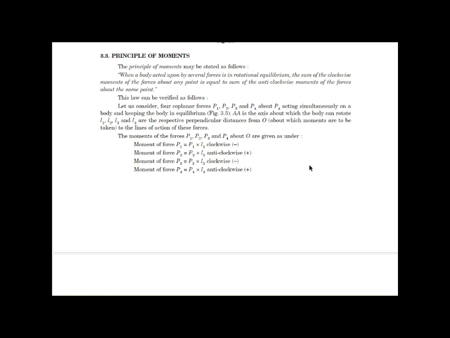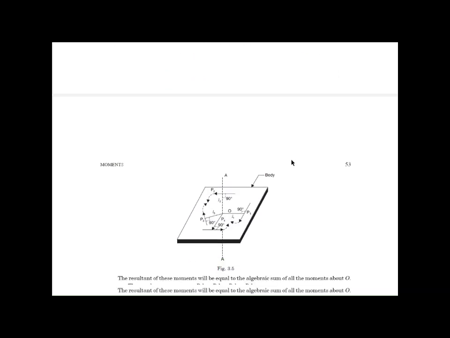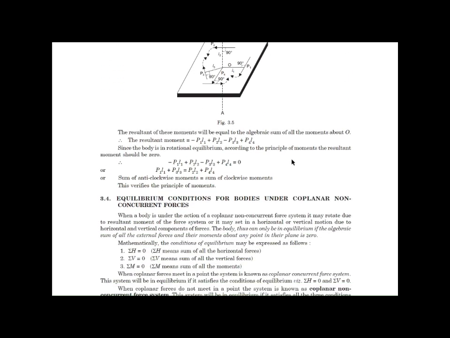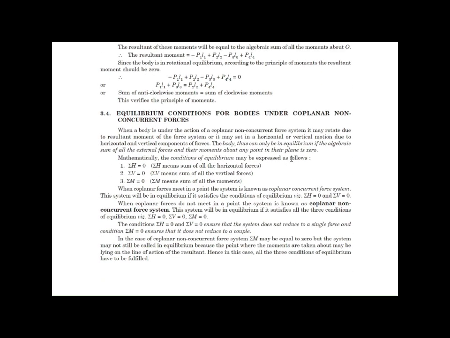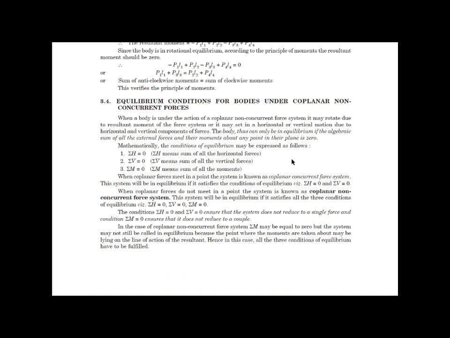So the sign convention generally used for moment is that for clockwise moments we use a negative notation, and for anti-clockwise we use a positive notation. Okay, so let us directly move to the topic, which is in section 3.4, equilibrium conditions for bodies under coplanar non-concurrent forces.